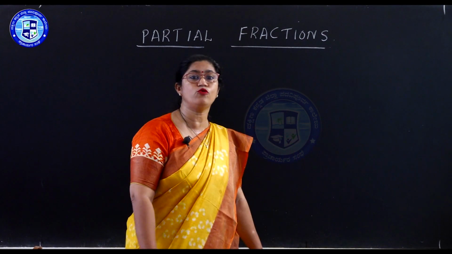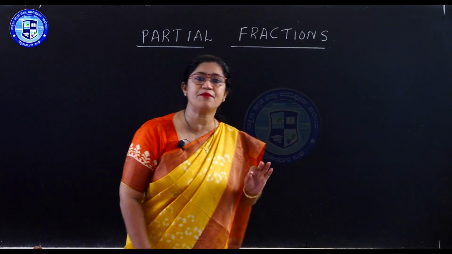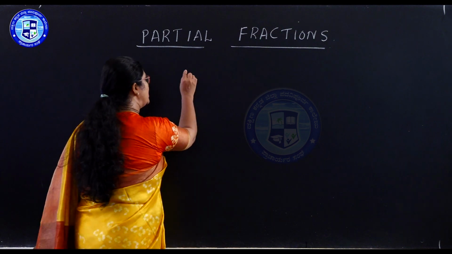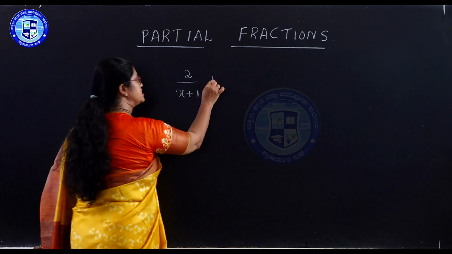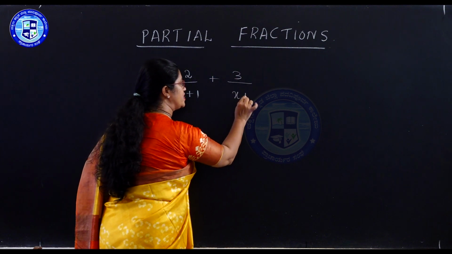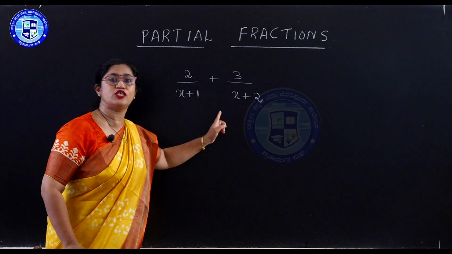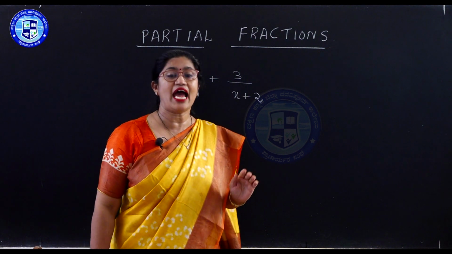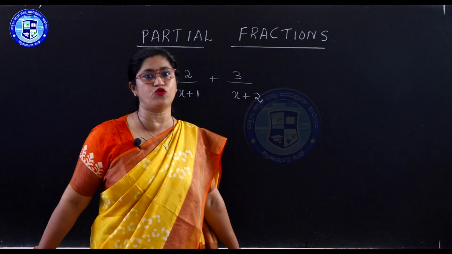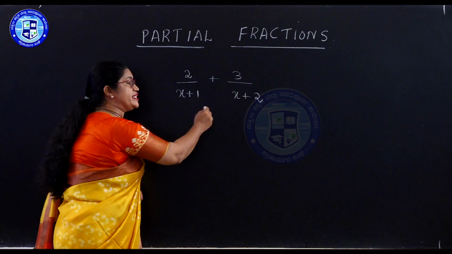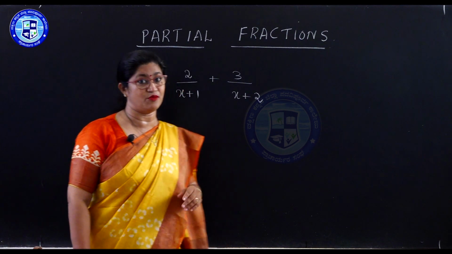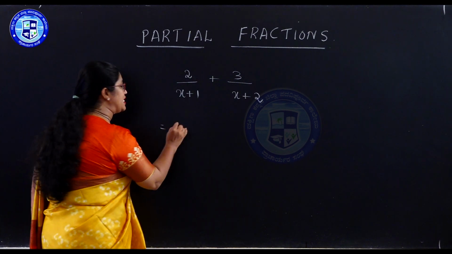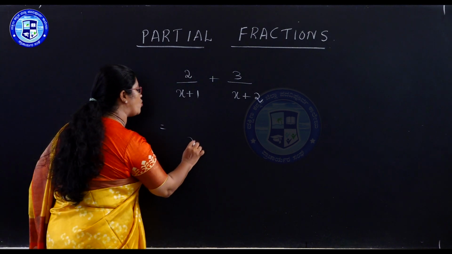Now if I give you two simple fractions of the form, let me say, 2 by x plus 1 plus 3 by x plus 2. These are two simple fractions and now I am going to add them. How do we add fractions? Taking the LCM, you all know this. So we will quickly take the LCM and this is what we get.